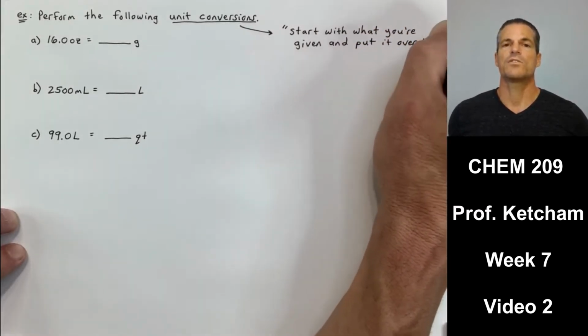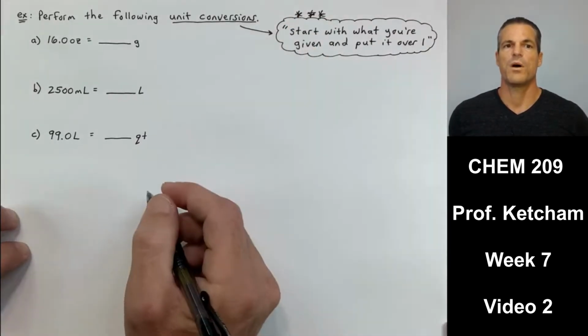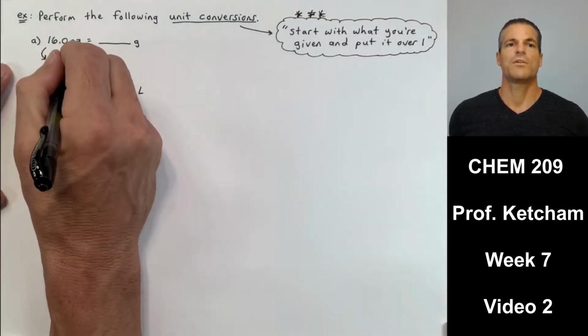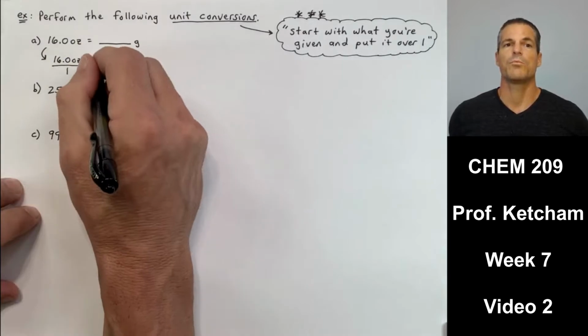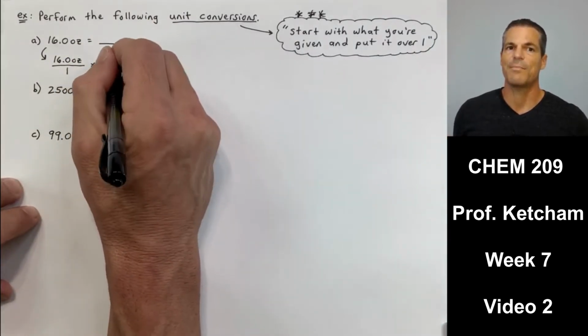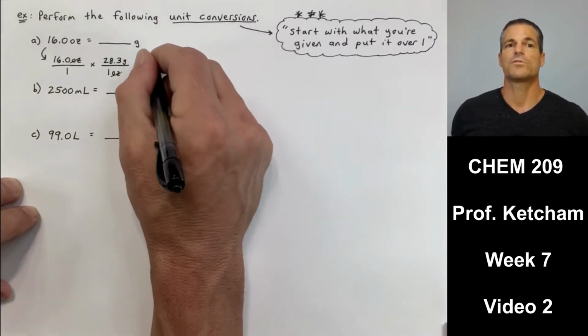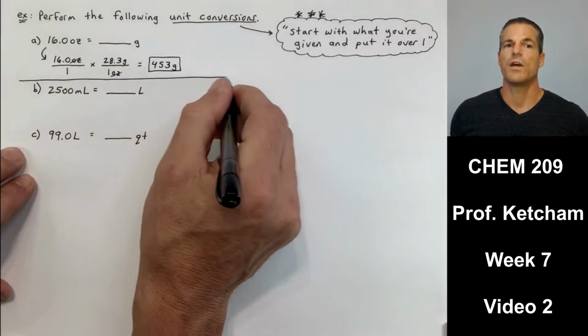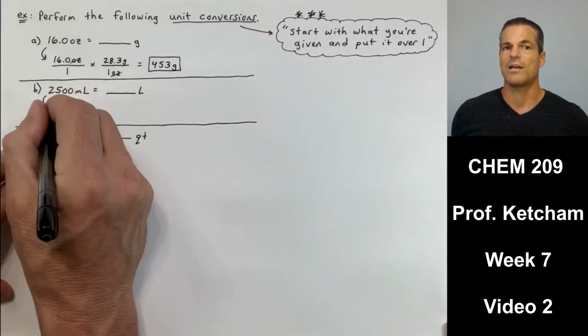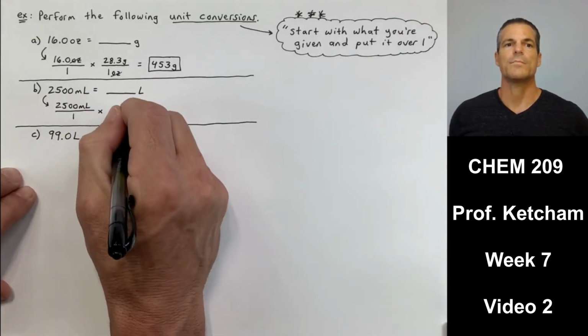So for unit conversions, in the bubble there, it says start with what you're given and put it over 1. That's what I'm going to do. 16.0 ounces over 1. That makes me realize in my head visually, oh, ounces is on top, so ounces will have to be on the bottom. And I write the conversion factor, 28.3 grams for every 1 ounce. Cancel the ounces. I'm left with 453 grams.